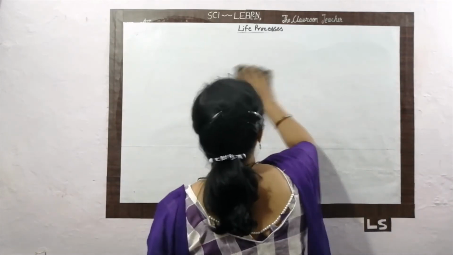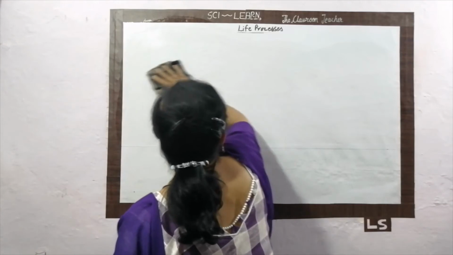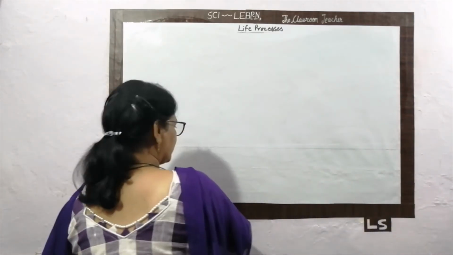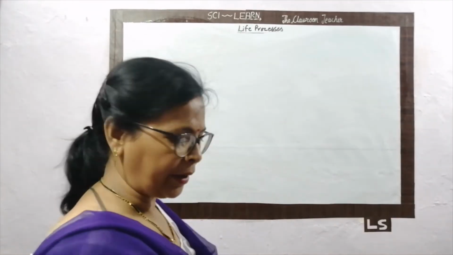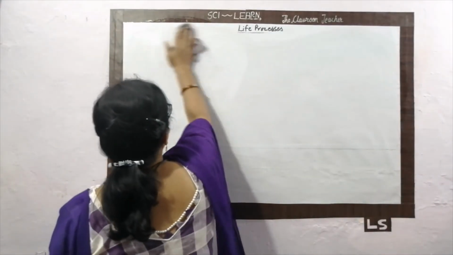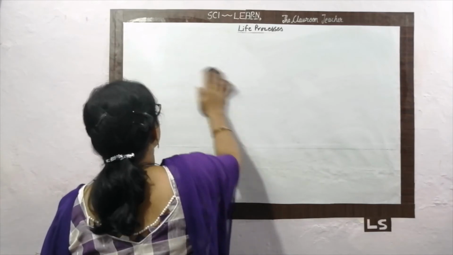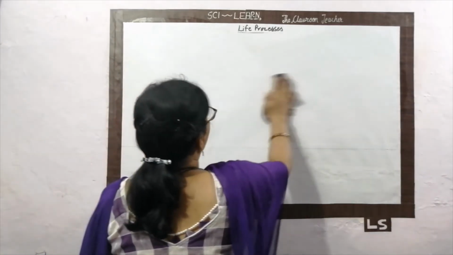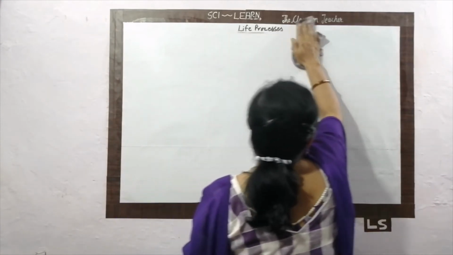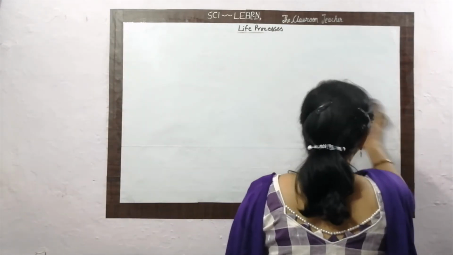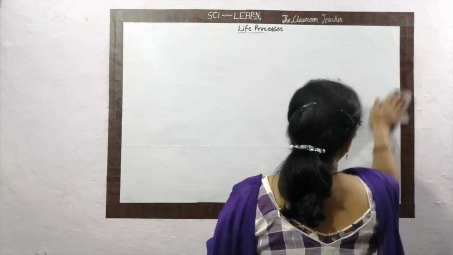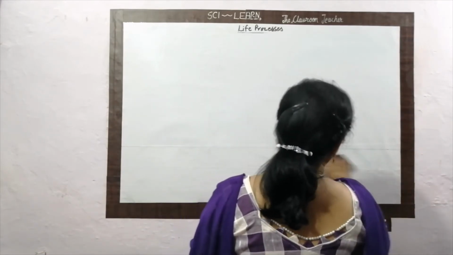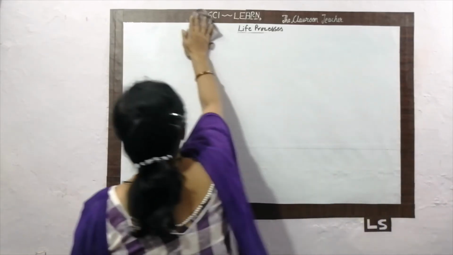One more question is very important, and that is why the glomerulus is called a dialysis bag. What is dialysis? Dialysis is the process of selective filtration, and that function is performed by the glomerulus. So the glomerulus is called a dialysis bag.